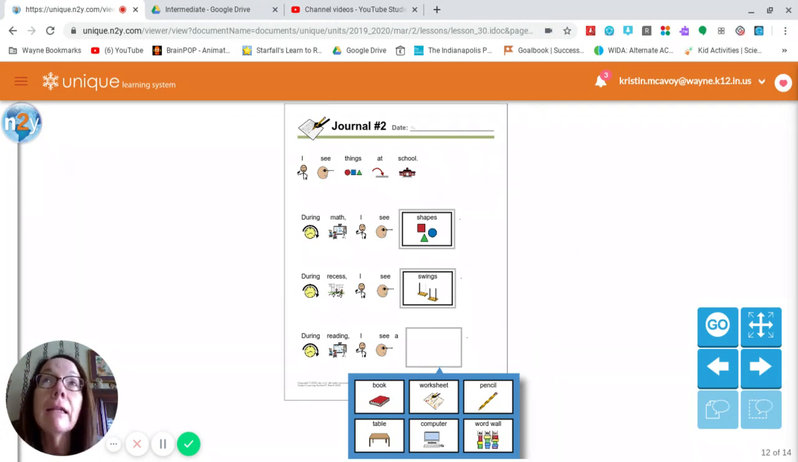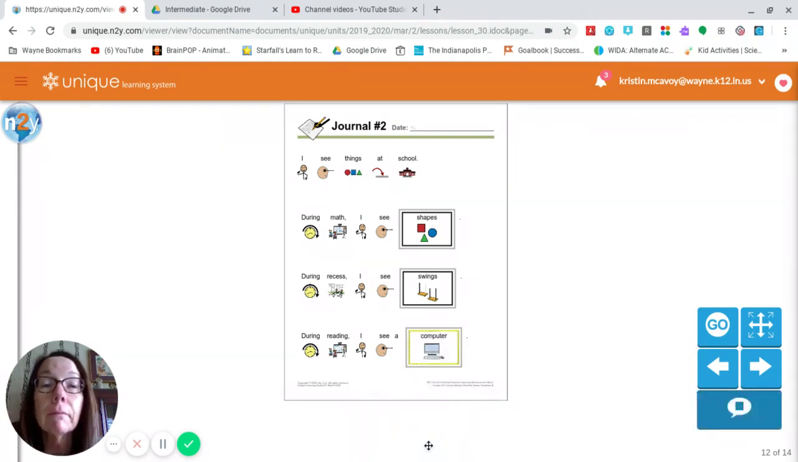Let's see. I think I'm going to choose during reading, I see a computer. Computer.